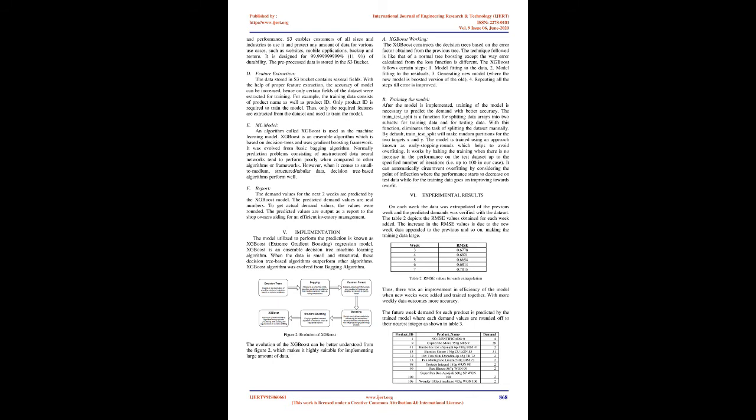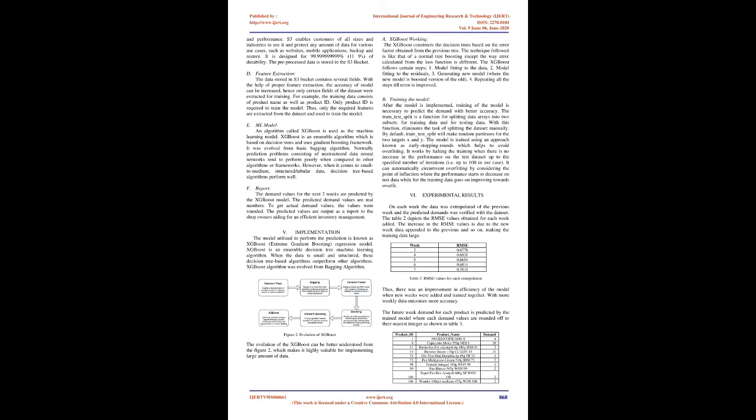The data stored in the S3 bucket contains several fields. With the help of proper feature extraction, the accuracy of the model can be increased, hence only certain fields of the dataset were extracted for training. For example, the training data consists of product name as well as product ID. Only product ID is required to train the model. Thus, only the required features are extracted from the dataset and used to train the model.